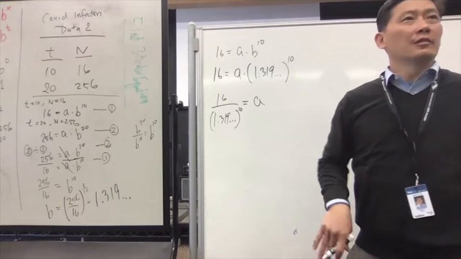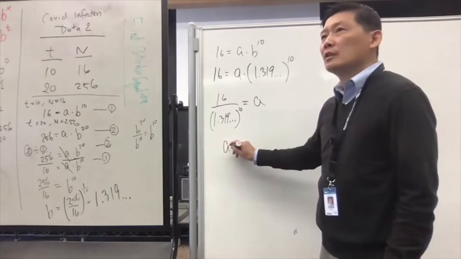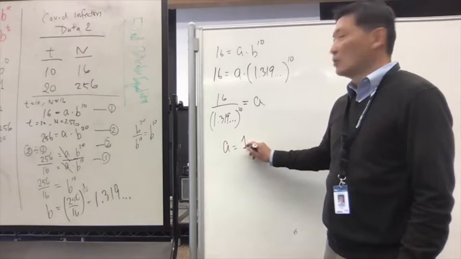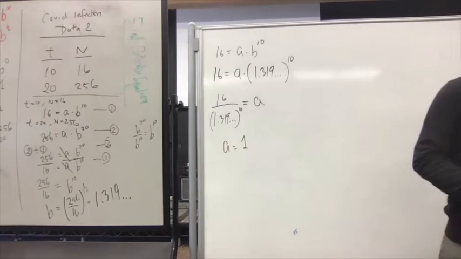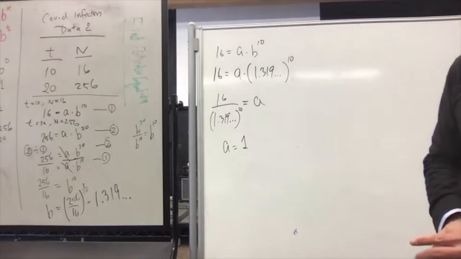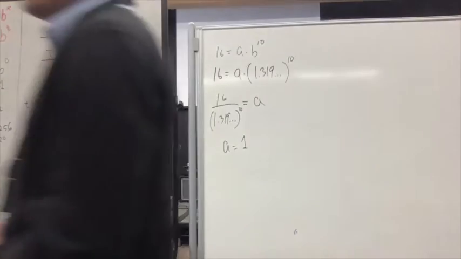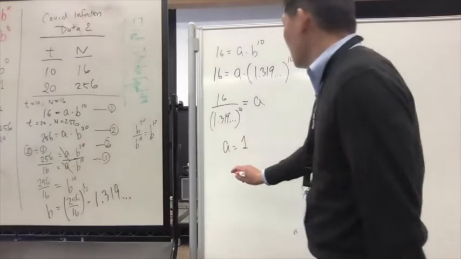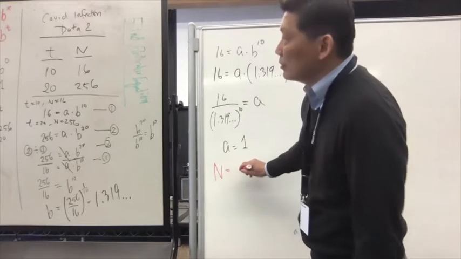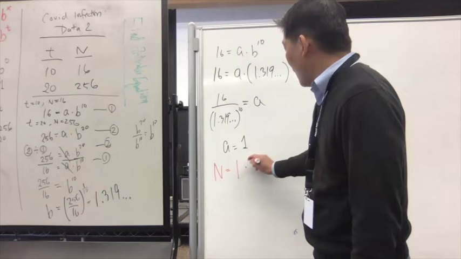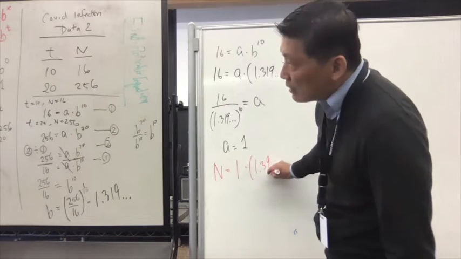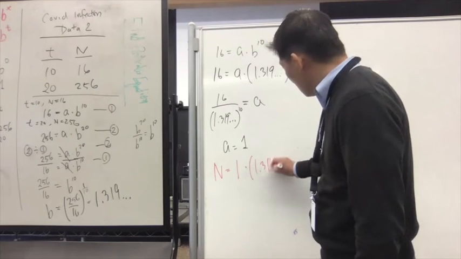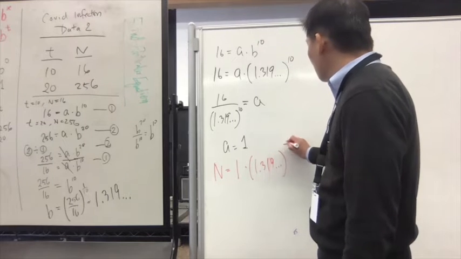Use your calculator and figure out what that is. It should be 1. Give it a shot. See if it's 1. Is it? Yeah, it's 1. So your final answer is indeed n equal to 1 times 1.319 dot dot dot to the t power.